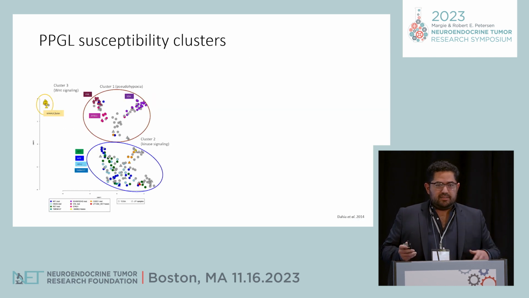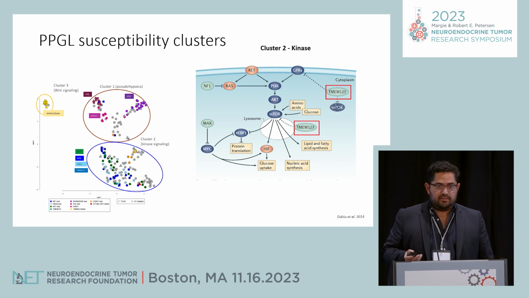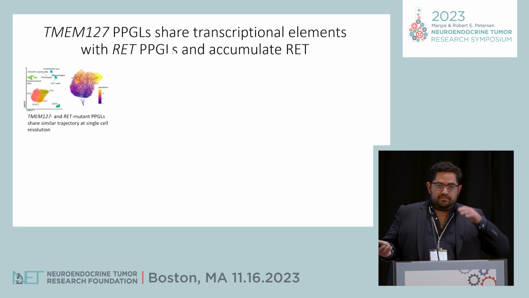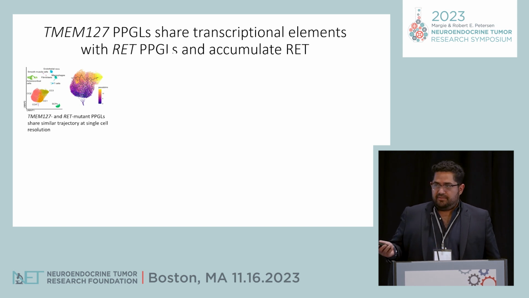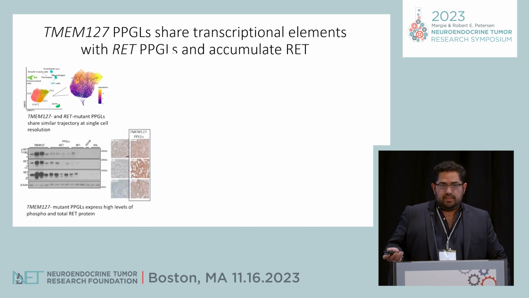PPGLs associate in 3 molecular clusters. TMEM clusters in cluster 2, or the kinase cluster, which is characterized by a kinase signaling signature. So is RET, which is a receptor tyrosine kinase that is also a driver of PPGLs. So this molecular association led us to ask if TMEM and RET were perhaps mechanistically related. And to address that question, we looked transcriptionally, and we saw that TMEM and RET mutant PPGLs had no differences at the transcriptional level, which led us to proceed into the post-transcriptional differences.